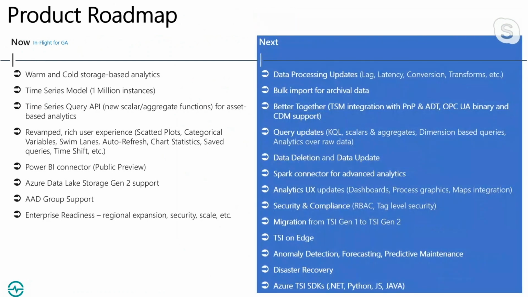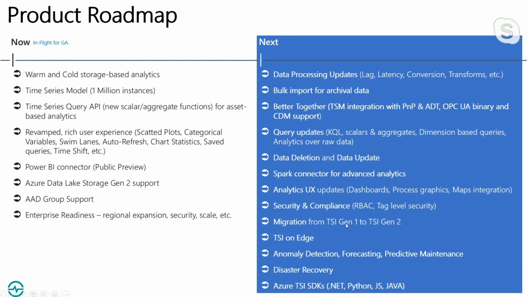Oh, yeah. We're adding a lot of new features in data processing. We're going to be reducing the lag and latency. We're going to be adding transforms, also bulk import, which you asked about. And then we have sort of an IoT better together story where we're going to be integrating with digital twins, PnP, and lots of updates in query, maybe an exposure of KQL, dimension-based queries, data deletion, Spark connector, and lots of cool stuff coming for UX as well, like dashboards and process graphics.